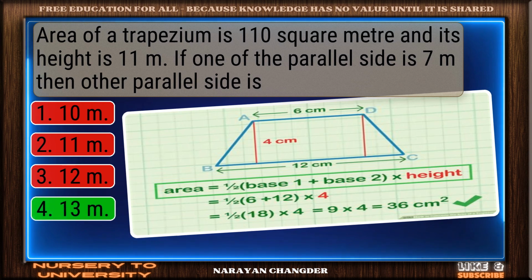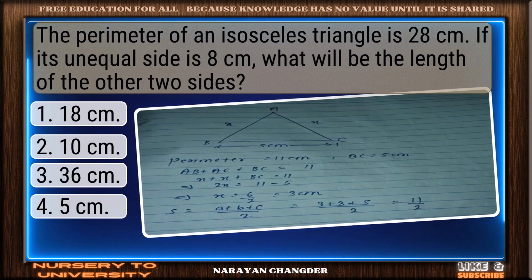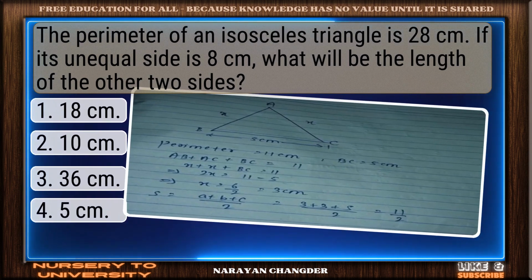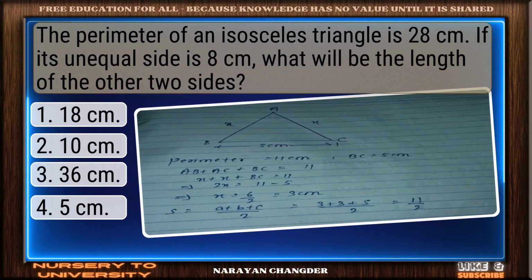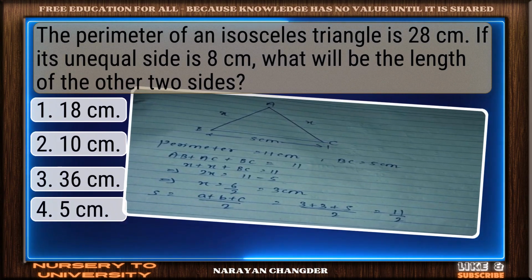Valid point. 13 is true. The perimeter of an isosceles triangle is 28 cm. If its unequal side is 8 cm, what will be the length of the other 2 sides?